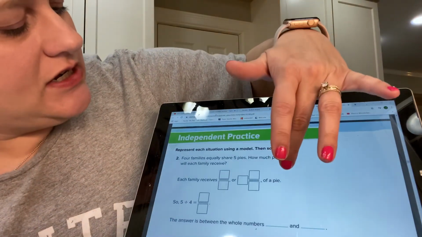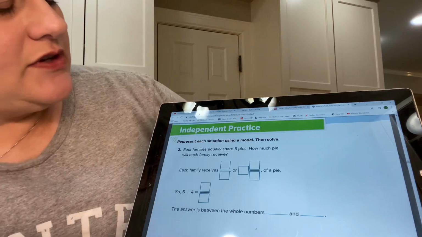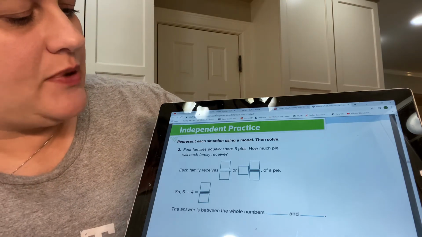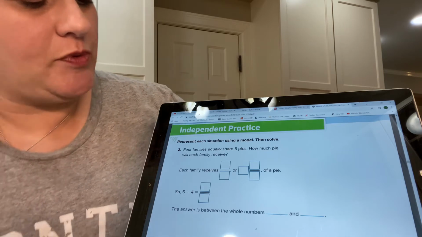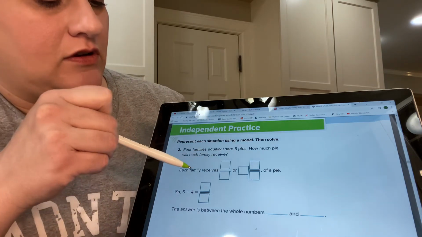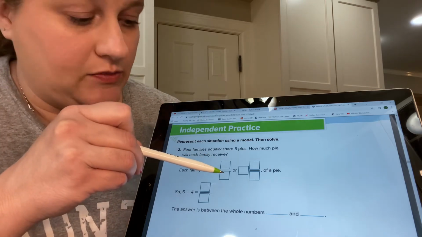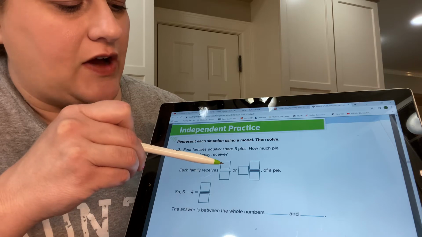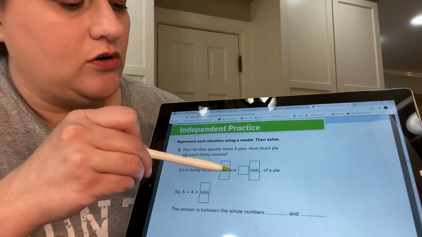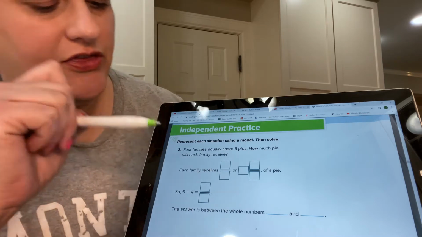Okay, so we're going to come down here to independent practice, and we're going to do this together. So it says 4 families share 5 pies. How much pie will each person get? So again, what are we sharing? Well, we're sharing 5 pies divided by 4 families. So 5 over 4, or what would that be if you did the math?